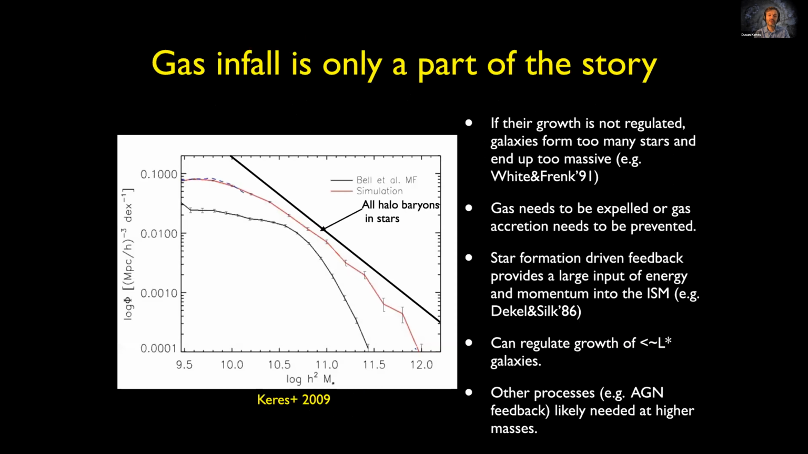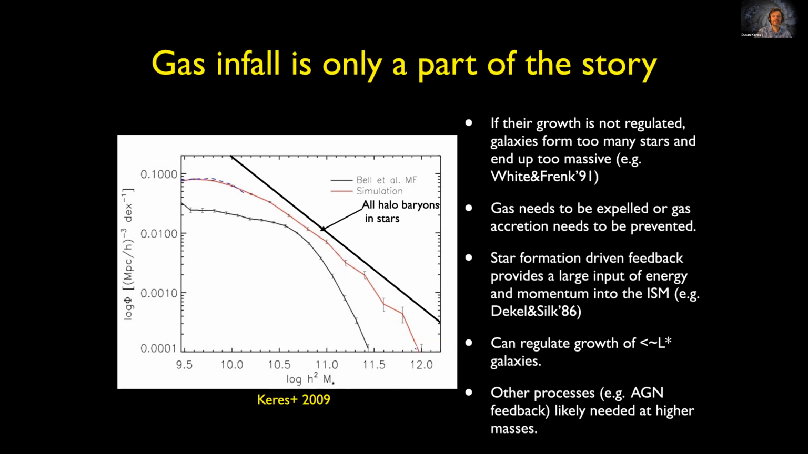But when you ask yourself, okay, is the inflow all of the stuff we need? The answer is no. Inflow is only a small part of the story. So if the growth of galaxies is not regulated, they simply form too many stars and end up too massive just by these infalling processes, whether they're slow or fast. And this was pointed out a long time ago, and it's illustrated on the figure on the left.